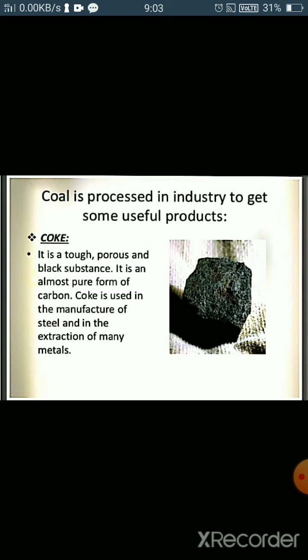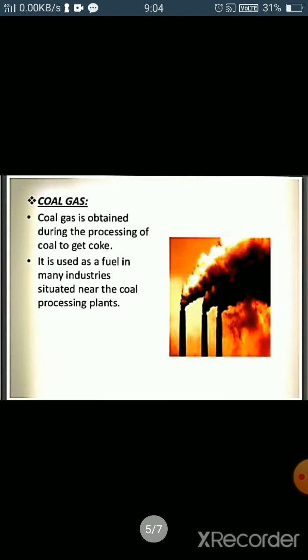Coke contains approximately 98% carbon and it is used in the extraction of metals like iron and in the preparation of fuel gases like producer gas and water gas. So we can say that coke is a better fuel than coal because coke does not produce smoke on burning and also produces more heat on burning as compared to coal.